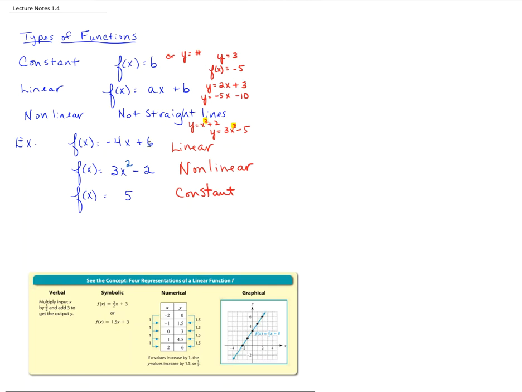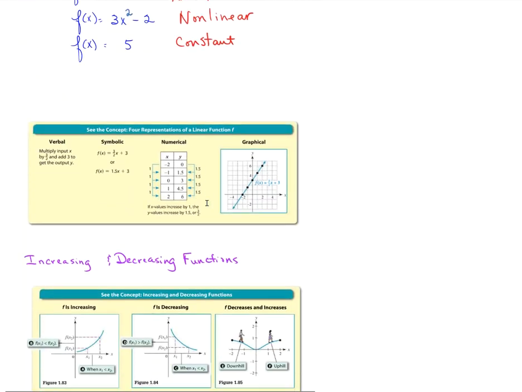So again, here's an example. F of x equals -4x plus 6. That is linear. 3x squared minus 2. That goes in the nonlinear. F of x equals 5. That's a constant function. So that is that.